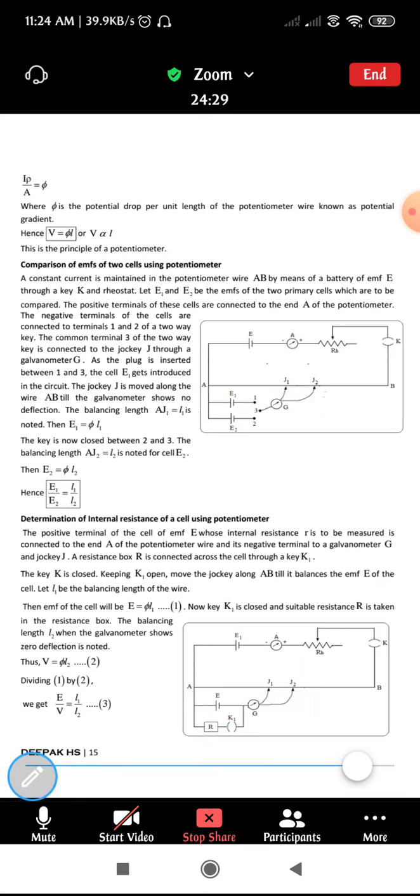Next, the EMF of the cell will be E is equal to phi into L1. Now key K1 is closed and a suitable resistance R is taken in the resistance box. The balancing length L2 when the galvanometer reads zero deflection is noted. That is nothing but V is equal to phi into L2. Equation 2.